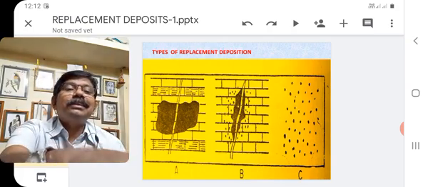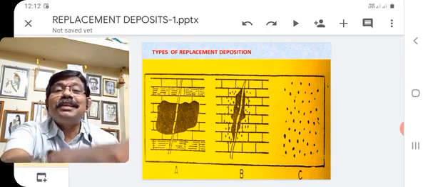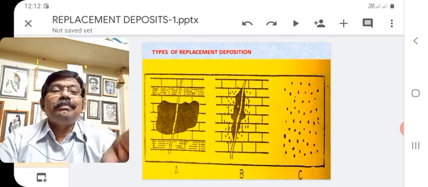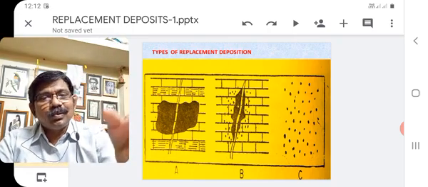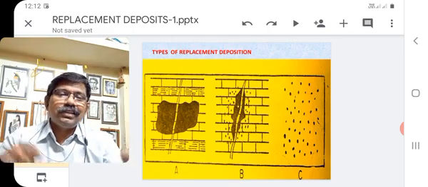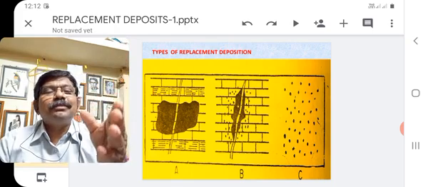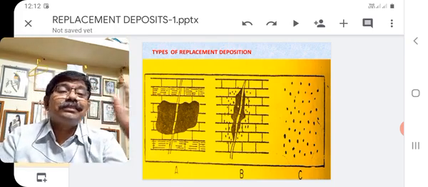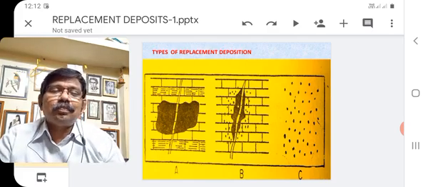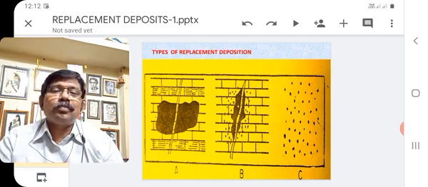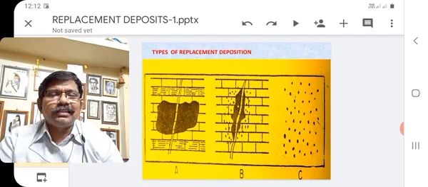The second one is what? Replacement load deposition, right? B, replacement load deposition. First it will be disseminated, and next the material will be consolidated along with the fissure. The third one, C, is the polycentric dissemination deposits, which occur most probably in permeable rocks.